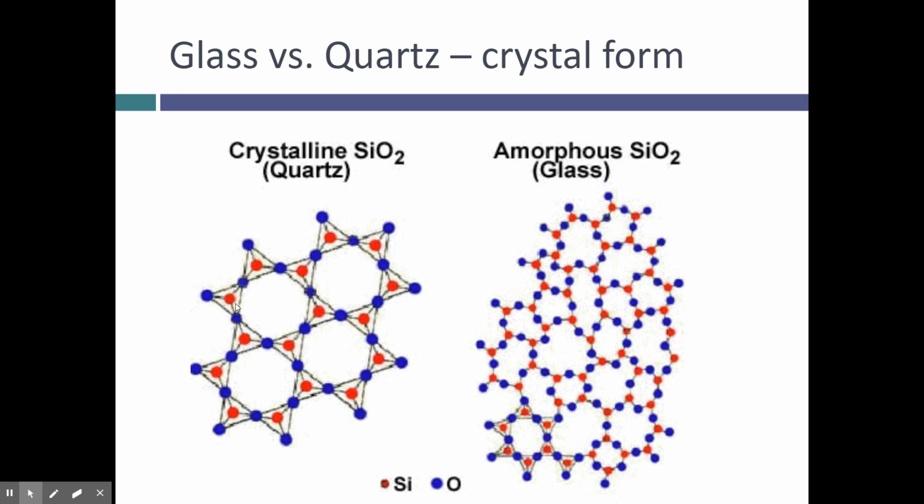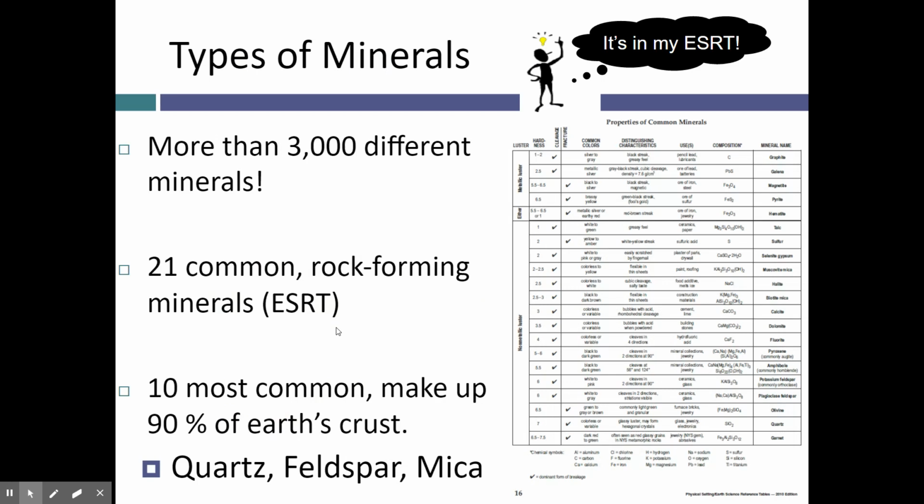Quartz, however, always has this same structure. Every time it melts and reforms and turns back into a solid again, it is going to have that shape, which defines it as being quartz. Okay, so that's what crystal form is all about. Now, cool thing is there's a lot of minerals out there. There's over 3,000 of them on Earth. Thankfully, you don't have to know all of those.